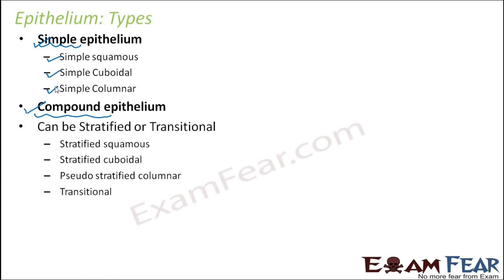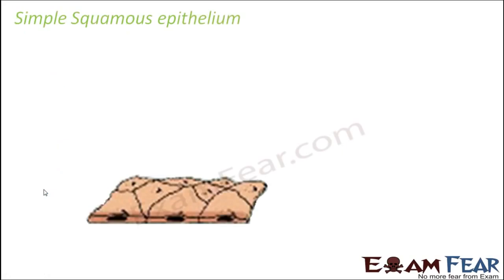Again, compound epithelium can be stratified or transitional. What each of these types is, we'll discuss a little later. We'll dedicate a slide for each type of epithelium. They can be subdivided as stratified squamous, stratified cuboidal, pseudo-stratified columnar, and transitional epithelium. So these are some of the types of epithelium. Now we will talk about what are simple and compound epithelium. So let us start with simple squamous epithelium.